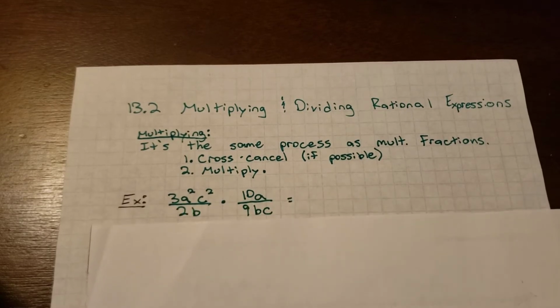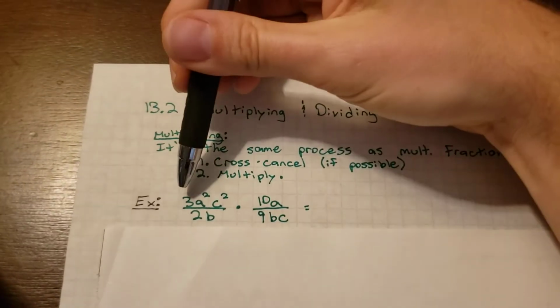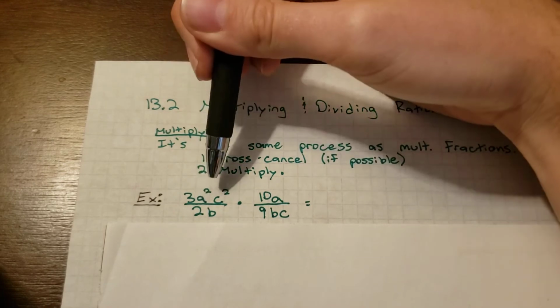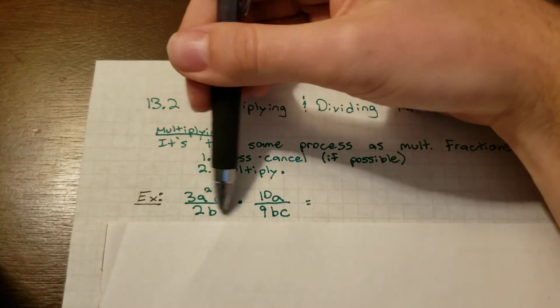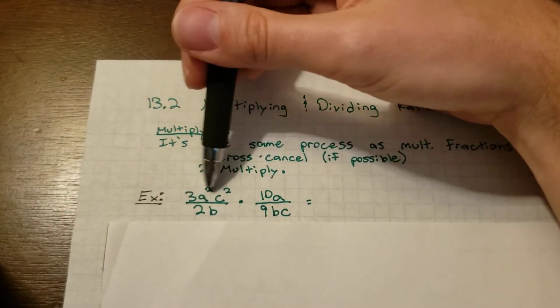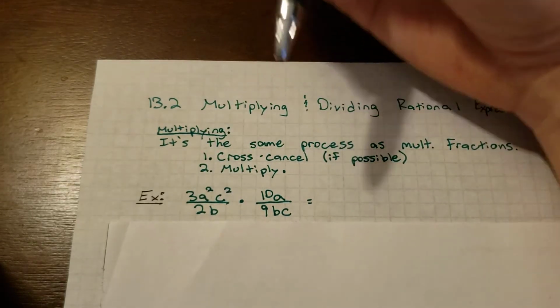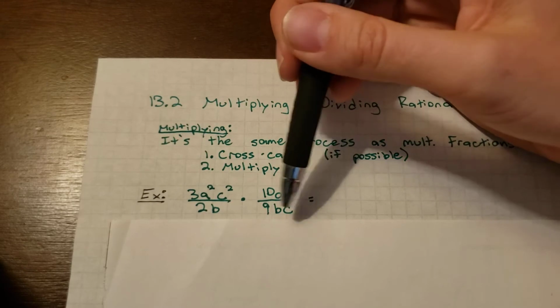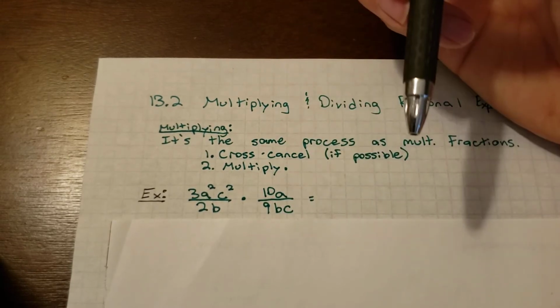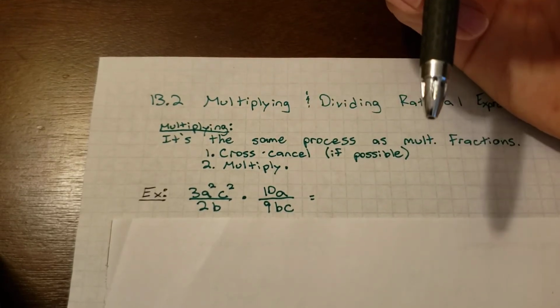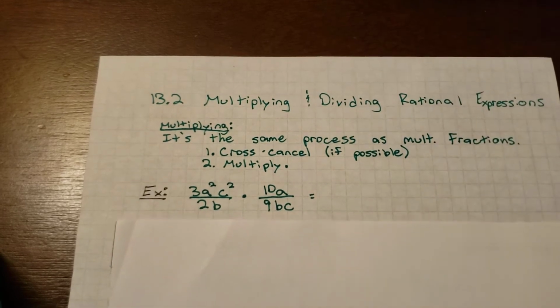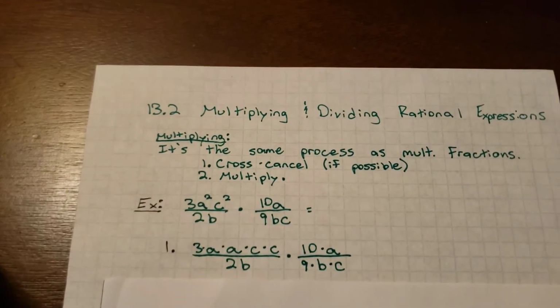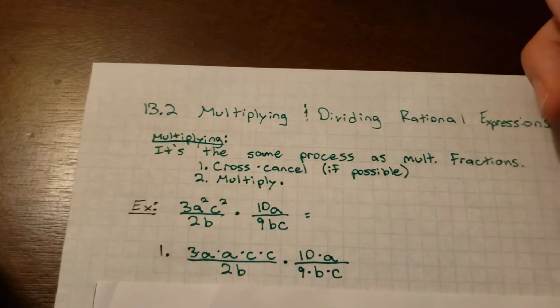So here's our first example. 3a squared c squared divided by 2b. So this is our first rational expression. But we're multiplying that by 10a divided by 9bc. Okay, so the first step is to cross cancel if we can. So I'm going to write this all the way out.